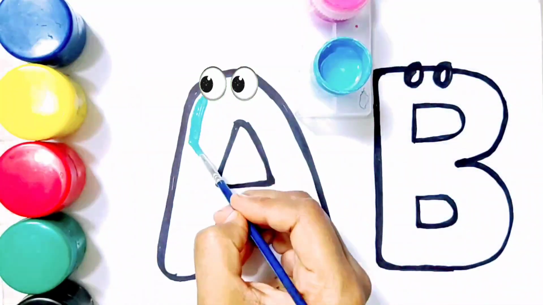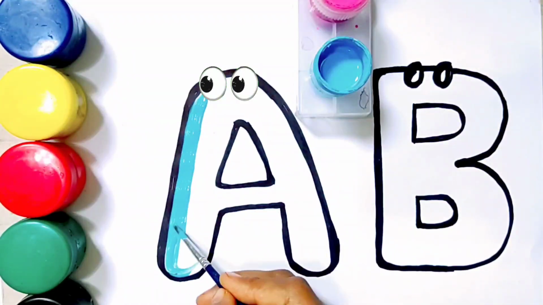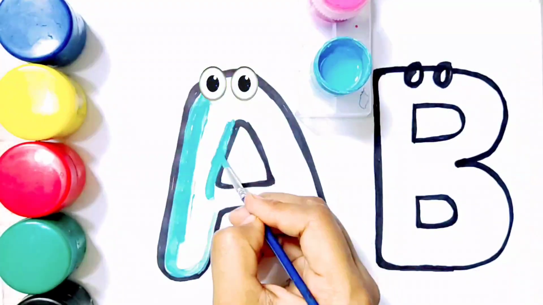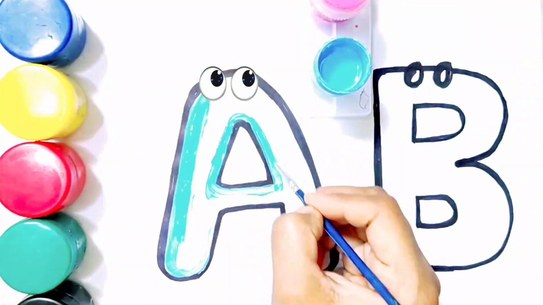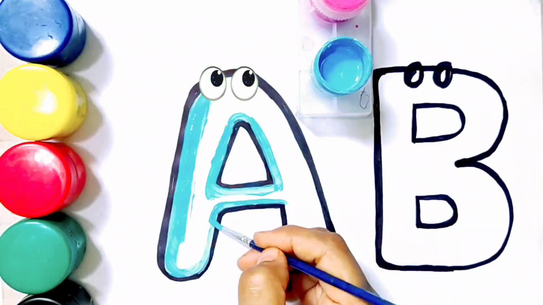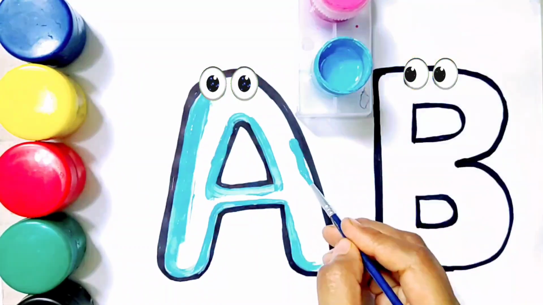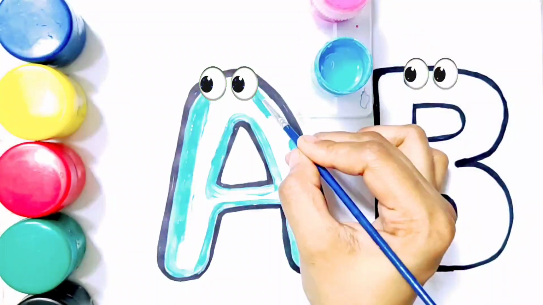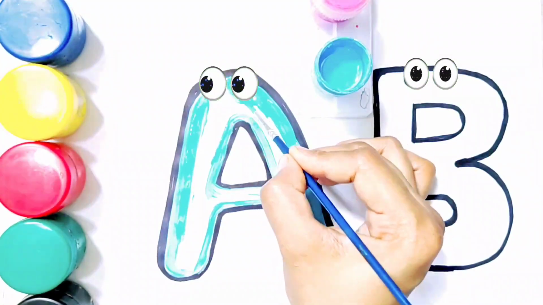Blue color. D E F G H I J K L M N O P Q R S T U V W X Y and Z. Now I know my ABCs. Next time, won't you sing with me?